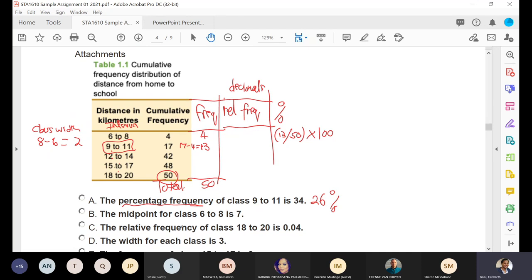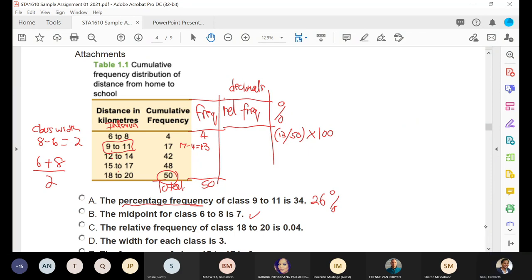What will be the midpoint between 6 and 8? So what they're asking you is add 6 plus 8, divide by 2. It will give you the midpoint. That is B. What is the answer? Six plus eight divided by two? Seven. That is correct.